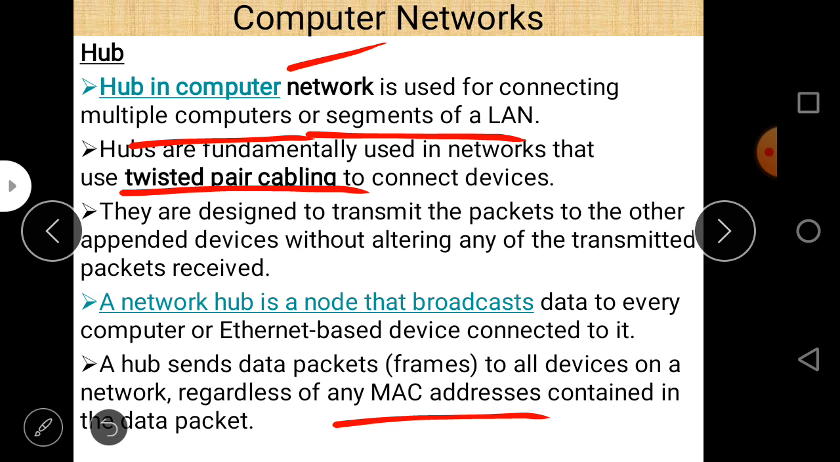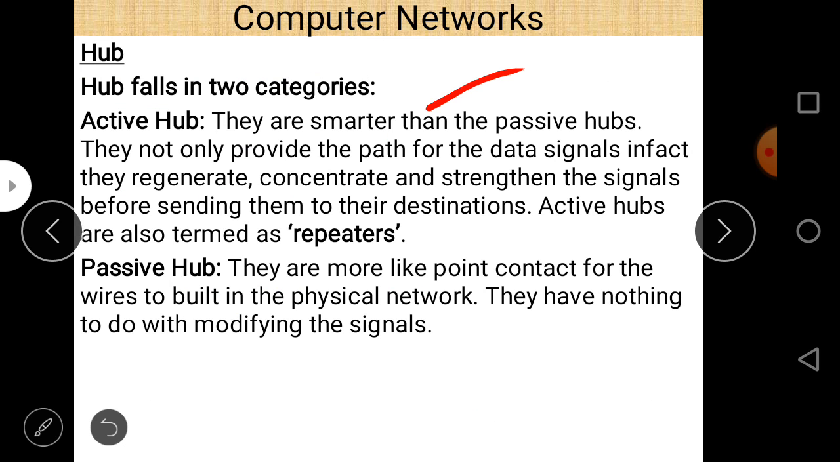As far as types of hubs are concerned, there are two types of hub: active hub and passive hub. A repeater is a device which amplifies the signal, and later in this video we will discuss the repeater. But a repeater is a device which repeats the data. So an active hub works as a repeater, and a passive hub has nothing to do with modifying the signals, it just transfers the data from one computer to another computer or broadcasts the data.